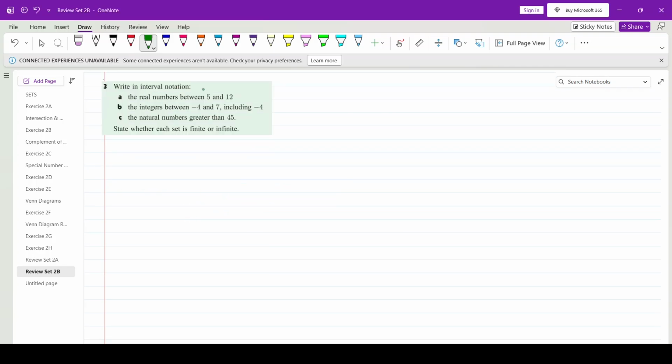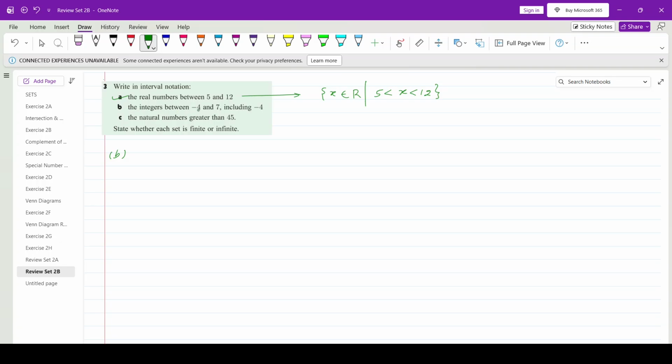Write in interval notation the real numbers between 5 and 12. So this is going to be x, a set of real numbers such that x is greater than 5 and less than 12. So we have done this.